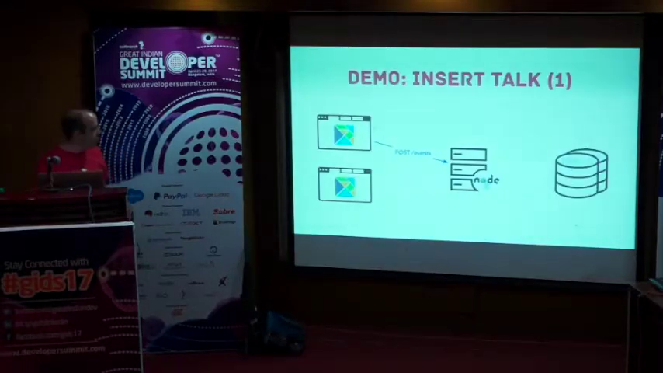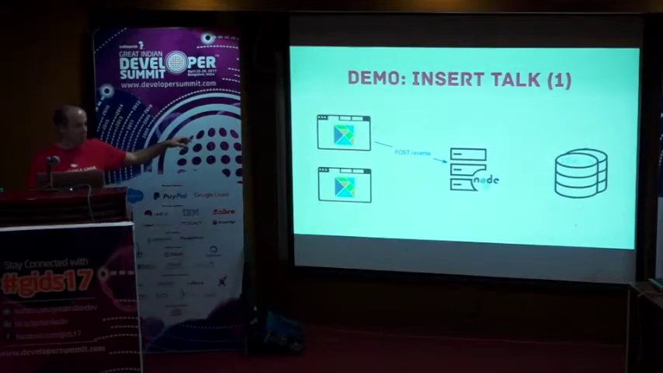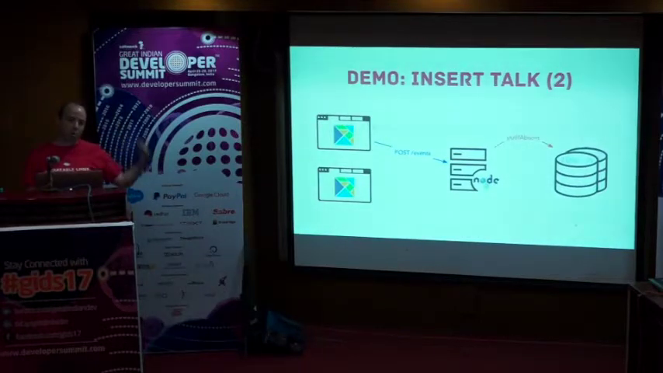So the second part of the demo is a little bit more interesting. What we're going to do is insert a new event, or a new conference talk. The way it's going to work is we're going to go from one of the windows and send an HTTP post to the middle layer. The middle layer then is going to do what we call a put if absent.